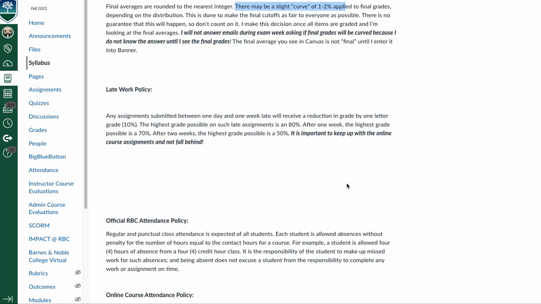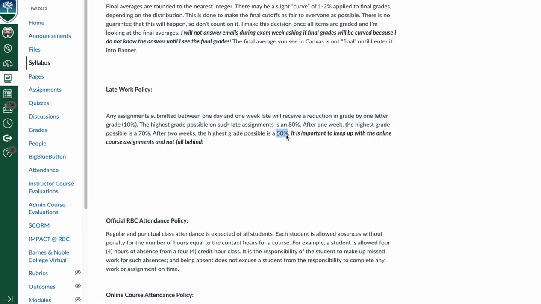Late work policy is super important in this class. In order to keep you on track, I'm pretty strict about late work. I will take late work. If it's a day or so late, you'll get 10% off. If it's a week or more late, the highest grade you can get is 70%. And if it's more than 2 weeks late, the highest grade possible is 50%. Still do it. I mean, 50% is better than a 0, right?